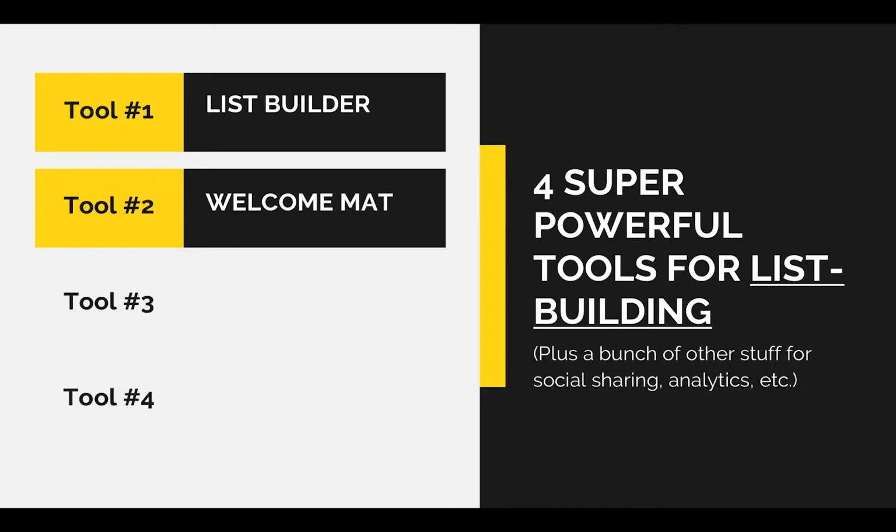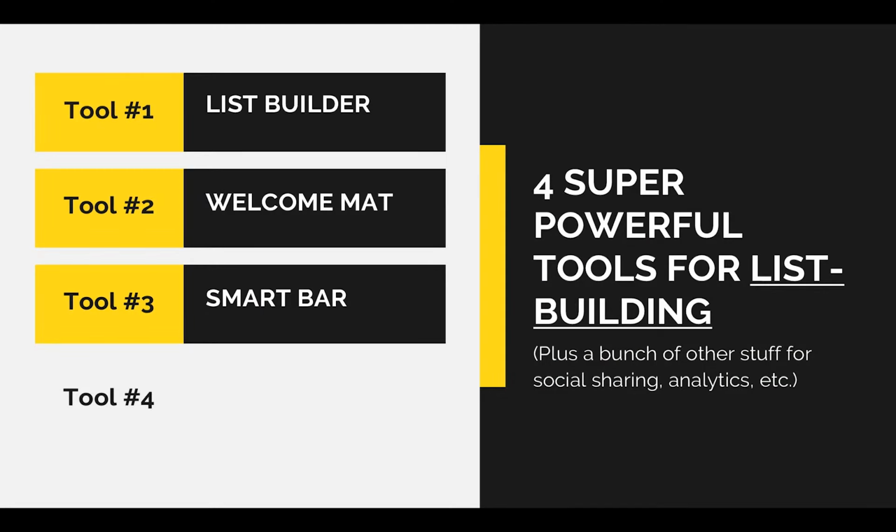The second is a welcome mat, and that's basically a full screen takeover that takes over your screen when you first come to the website, or later. There are different display rules, but it takes over the whole screen, and you have an option to either opt in or just move on and hide that welcome mat. The third is a smart bar, and that's a bar that goes either along the top of your screen or the bottom, and it's the same kind of customizable opt-in form as the others. You can also add a countdown timer on there for special promotions.